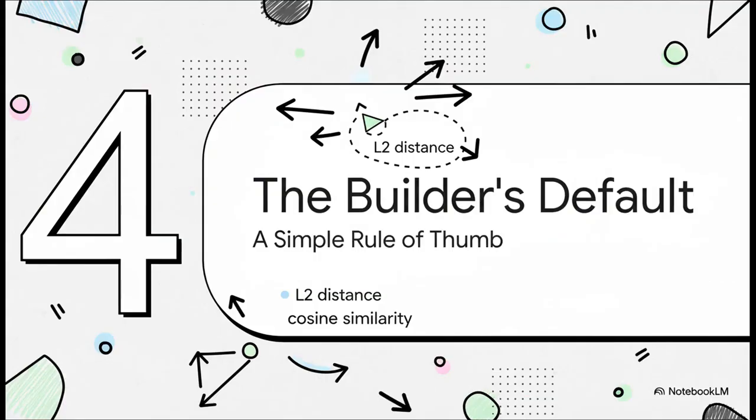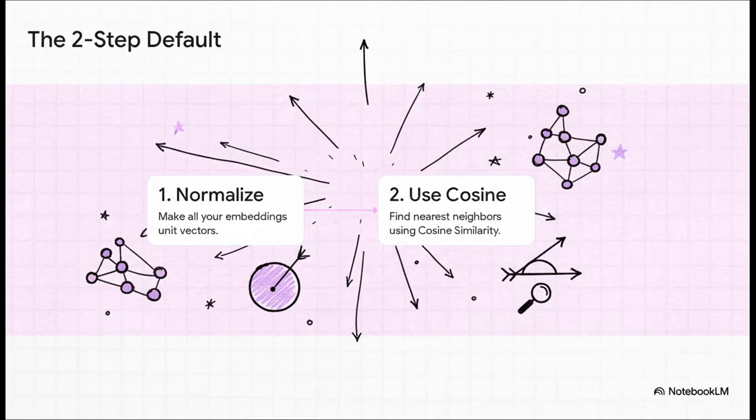All right, let's cut through all the theory and get right to the practical stuff. If you're building a system today, what should you do? Well, there's a really clear, simple best practice to follow. And here it is. It's this simple. Just 2 steps. First, normalize your embeddings. Make them all unit vectors.